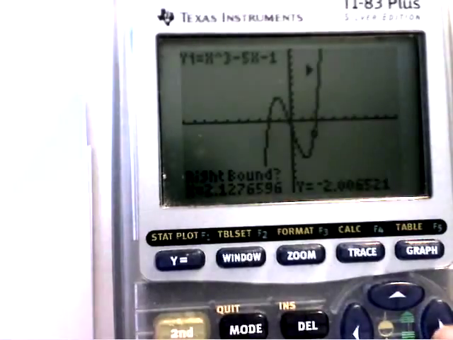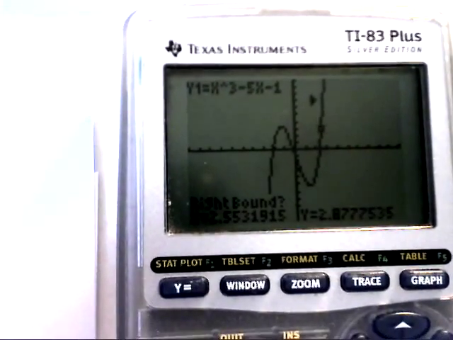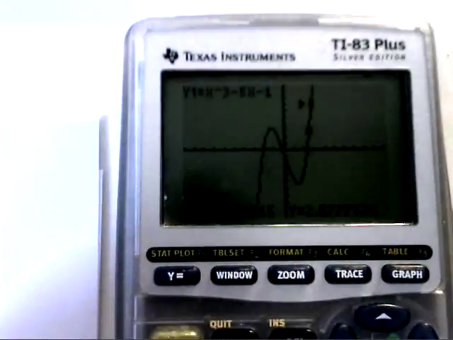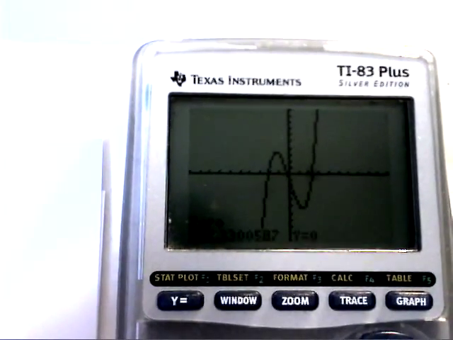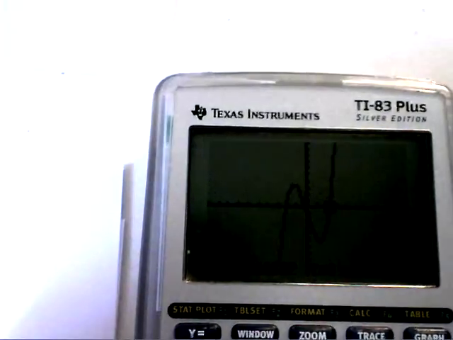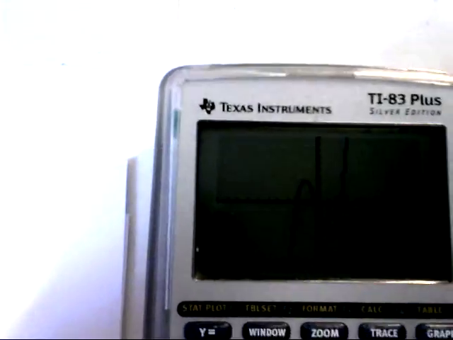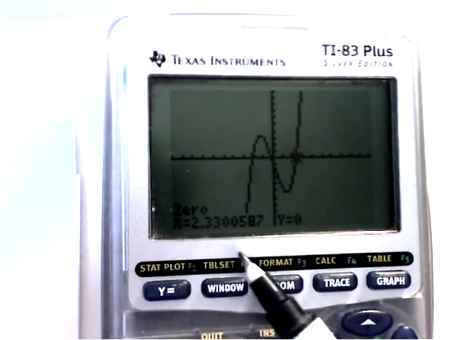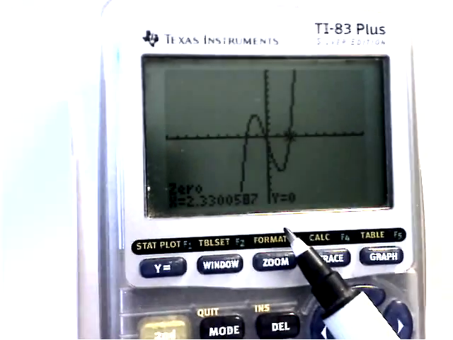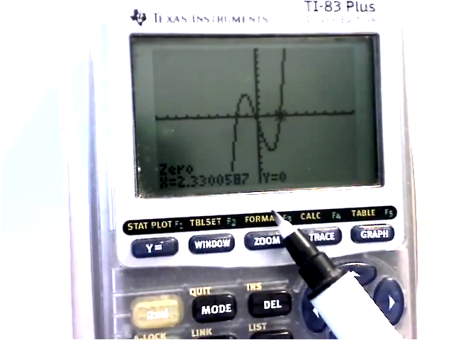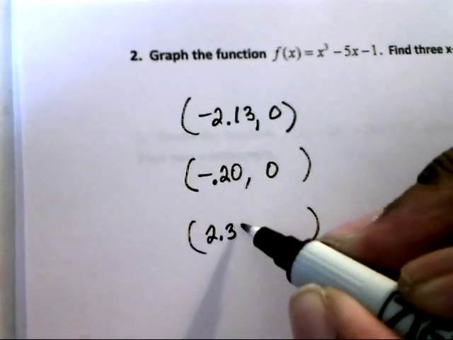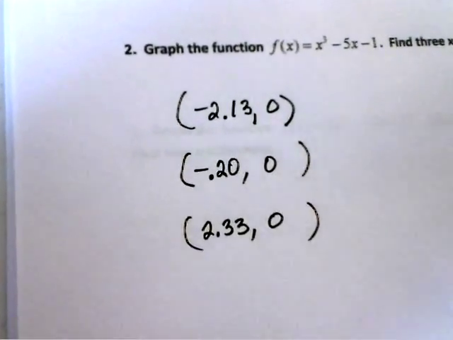And then you're going to position the cursor above it, and then press enter. Once you're done with that, go ahead and press enter again. And you'll get, now I just have to read this off to you if you can't see it, positive 2.33 and 0. So in this case here, it's positive 2.33 and 0.